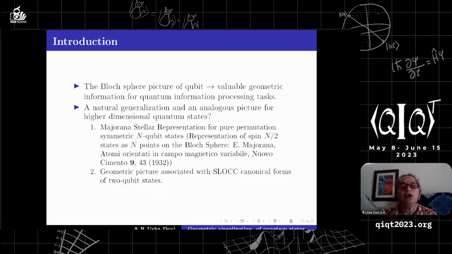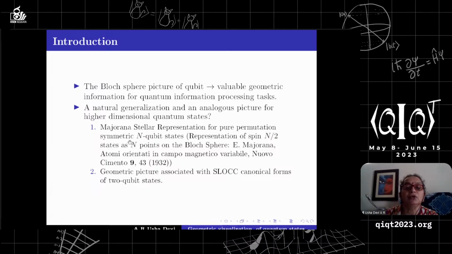Now we all know that the Bloch sphere picture of a qubit is very valuable, and we take it for granted that we can draw a Bloch sphere, put a point, and work out the dynamics in terms of only the Bloch sphere, but not with a quantum state. That is what we are used to. Now, what is a generalization of such a Bloch sphere picture is not very clear. Do we have such a picture? It has been attempted by many people.